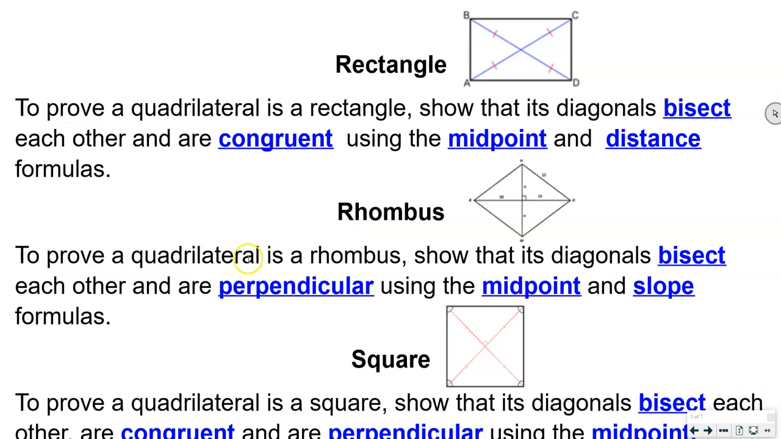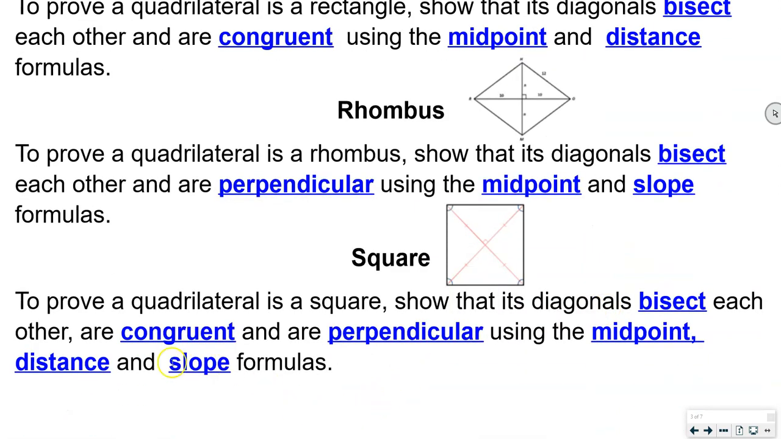Rhombus, to prove a quadrilateral is a rhombus, show that its diagonals bisect each other and are perpendicular using the midpoint and the slope formulas. And then with a square, to prove a quadrilateral is a square, we show that its diagonals bisect each other, are congruent, and are perpendicular using the midpoint, distance, and slope formulas, okay? So here's your blanks. Go ahead and fill them in. You can pause the video if you want to do that.